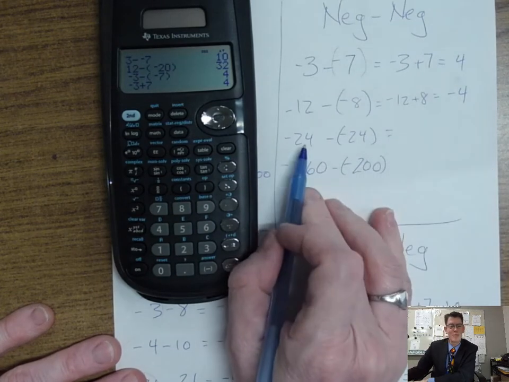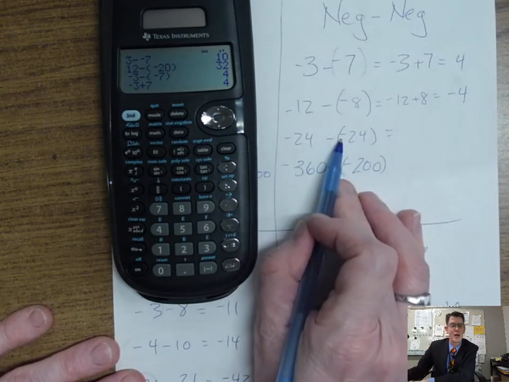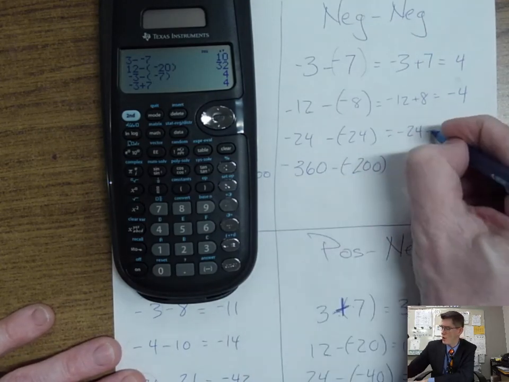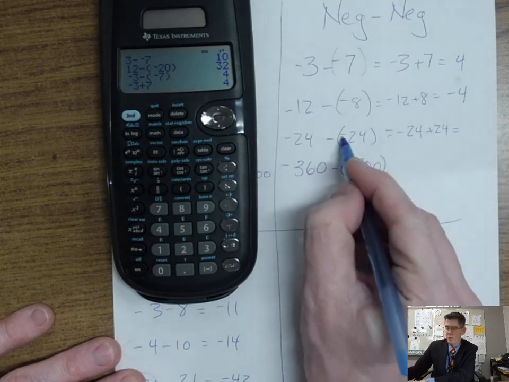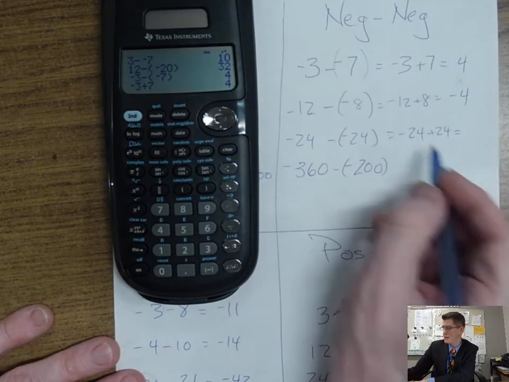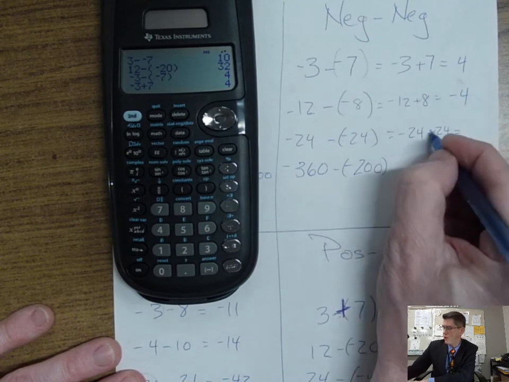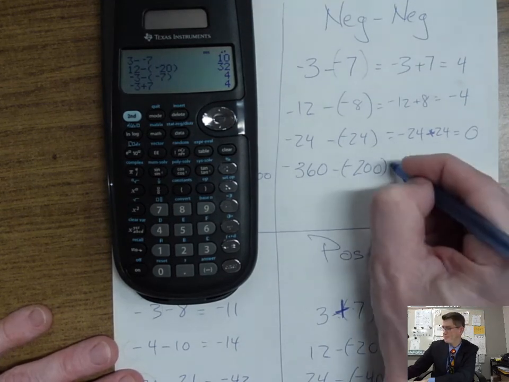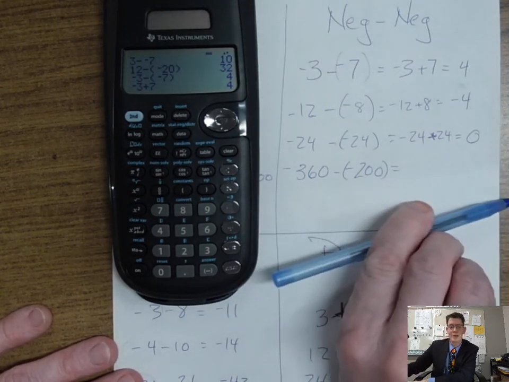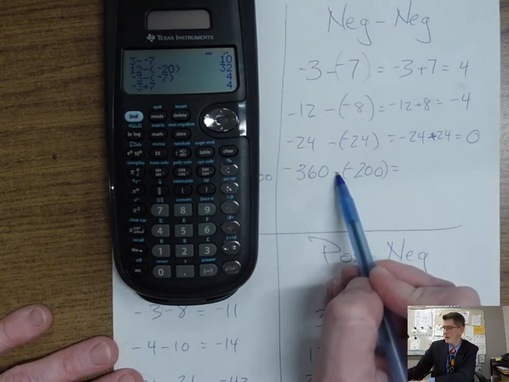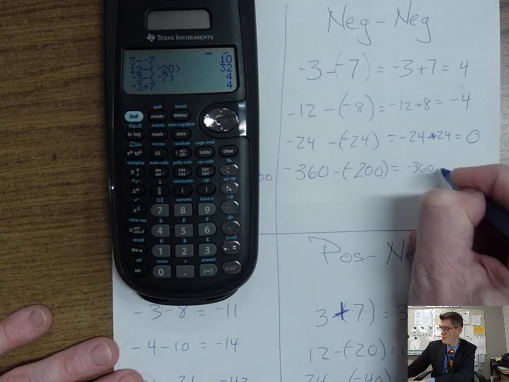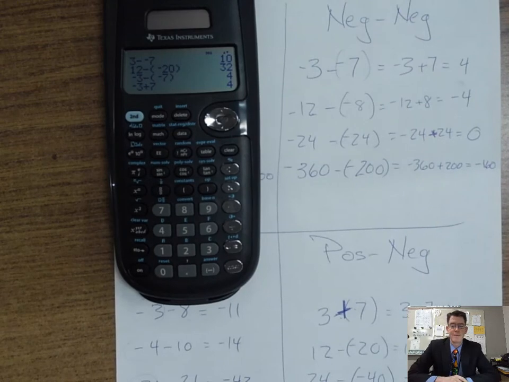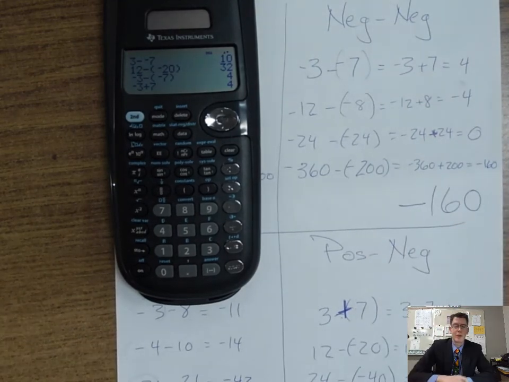So what is this going to be? If it's negative 24 and I'm going to go up the number line 24, do you have a thought as to what it is? Negative 24 minus a negative 24 is the same thing as plus 24. We're putting those two negatives together to make it a positive, make it a plus. Negative 24 plus 24, you've gone all the way up to 0. You're going up the number line to the right. And negative 360 minus a negative 200 is like plus, so negative 360 plus 200 is negative 160. You can check with the calculator.